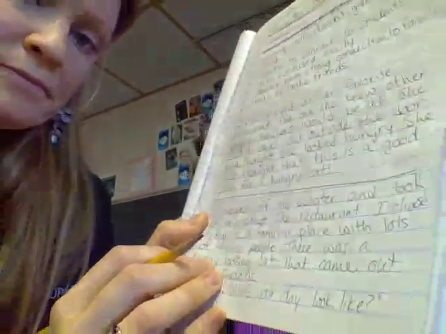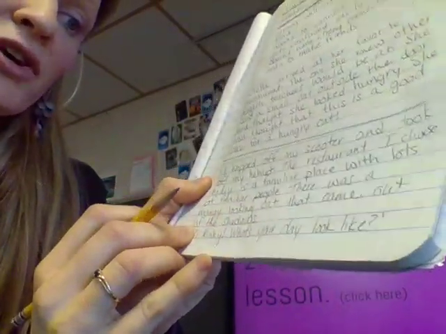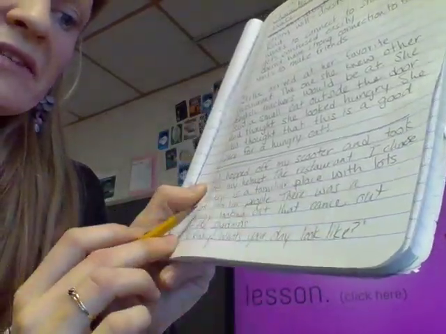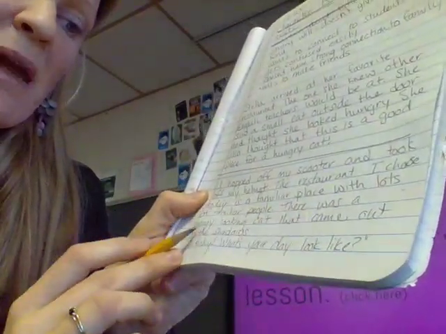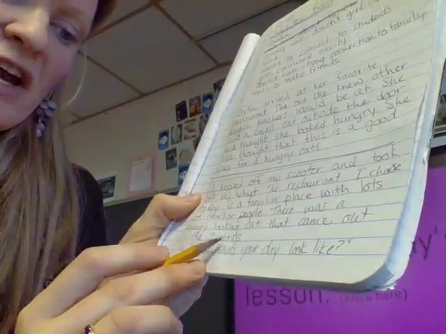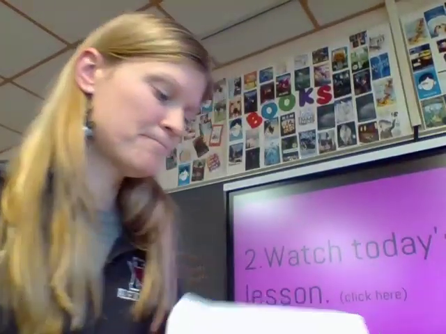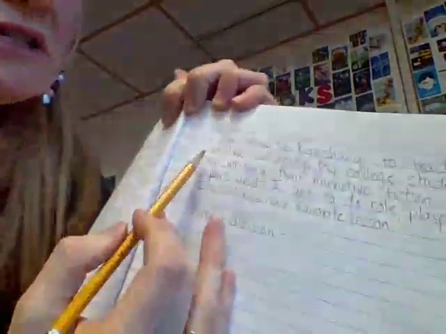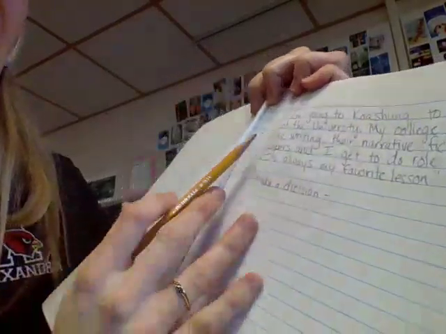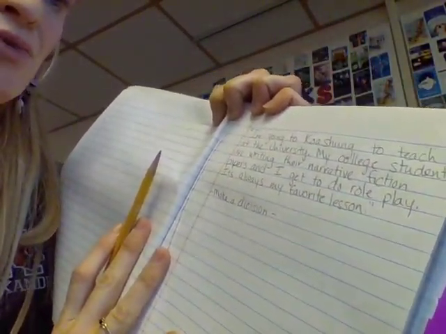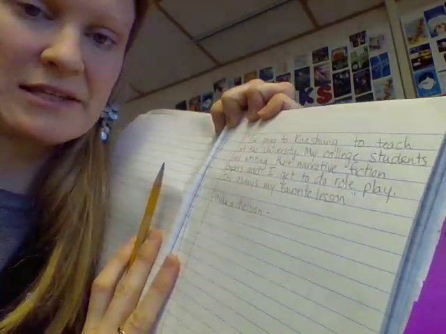I hopped off my scooter and took off my helmet. The restaurant I chose today is a familiar place with lots of familiar people. There was a mangy-looking cat that came out of the shadows. Hi, Ricky. What's your day look like? Ricky said, I'm going to Kaohsiung to teach at the university. My college students are writing their narrative fiction papers, and I get to do role play. It's always my favorite lesson.